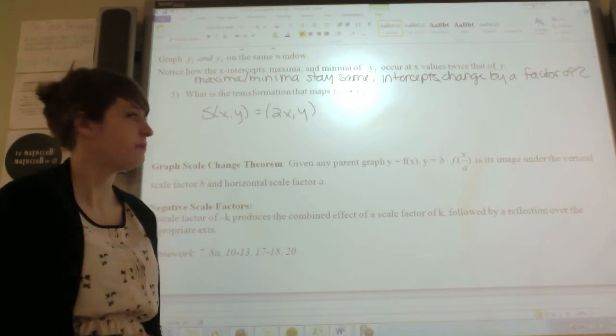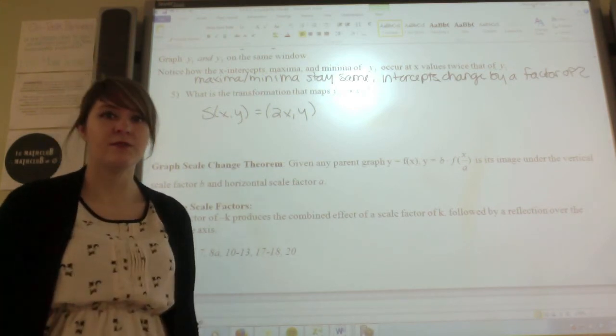All right, and that is everything for section 5.